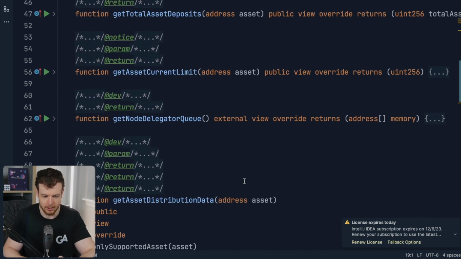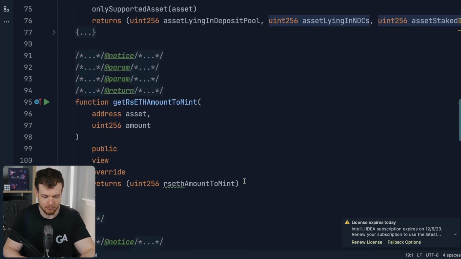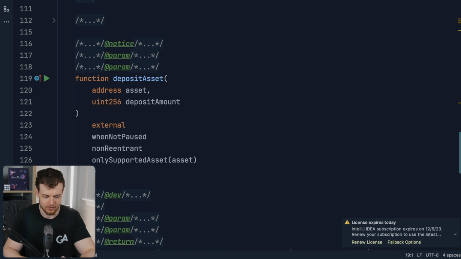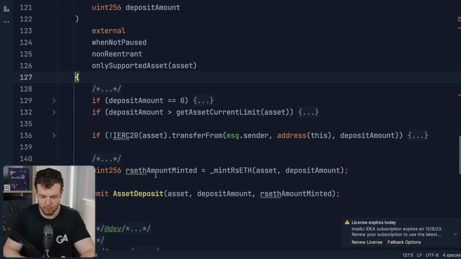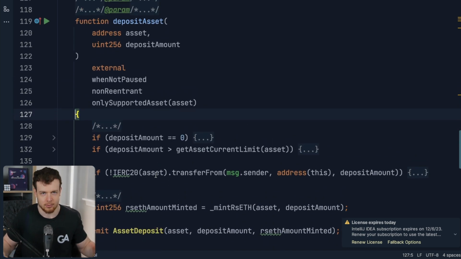And we can focus in on exactly what's important. So I'm going to find the deposit asset function, and we will open this up, and we'll see how this is going to be very different from what we just saw with the Beefy Finance Vault V5, but in another sense going to be very similar.